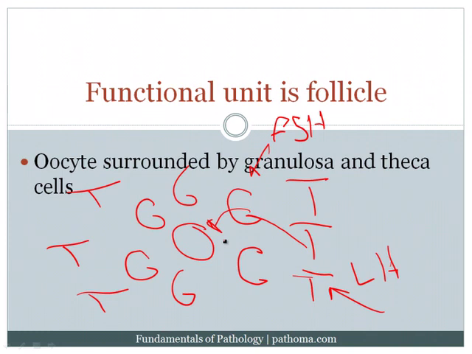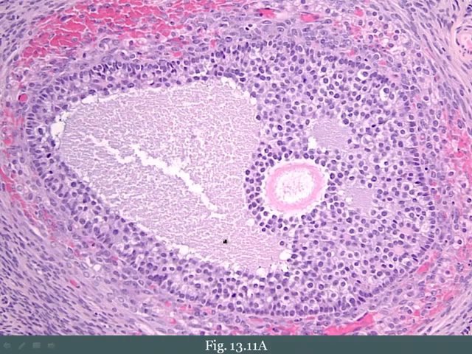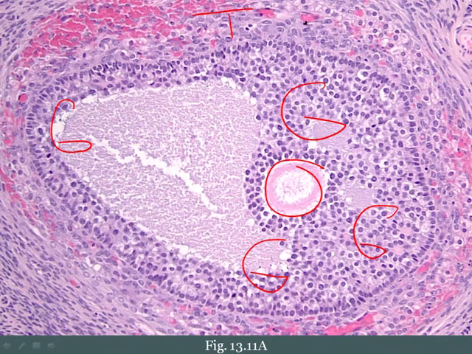So this is the normal. Now I'm going to show you this histologically. Here we have the egg. This represents the granulosa cells, right? And this represents the thecal cells. Again, the theca cells under the influence of LH will produce androgen. The granulosa cells under the influence of FSH will convert that androgen to estrogen.